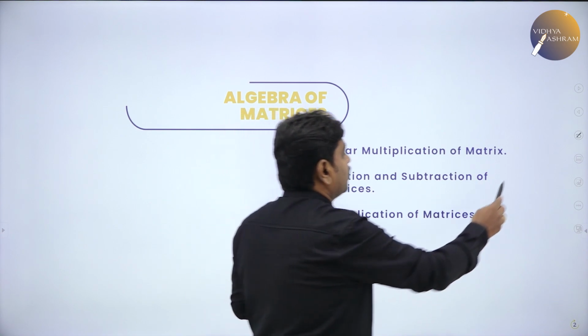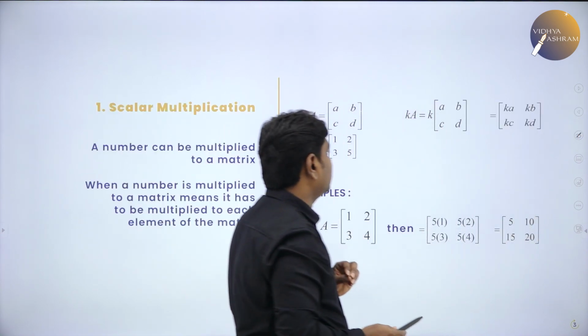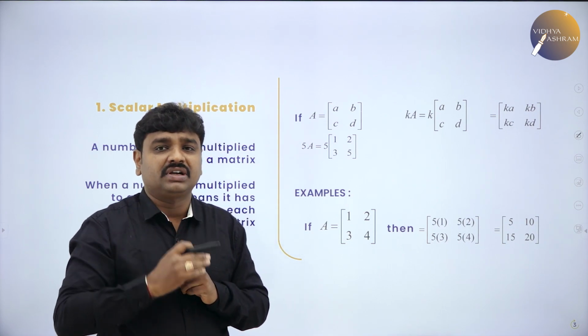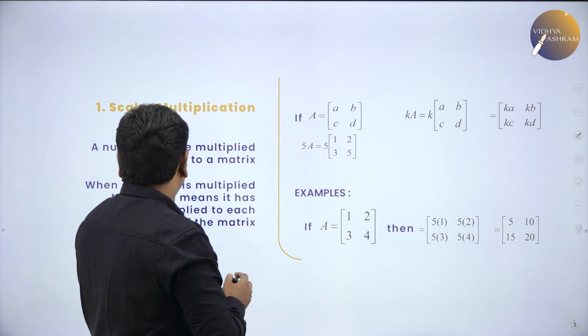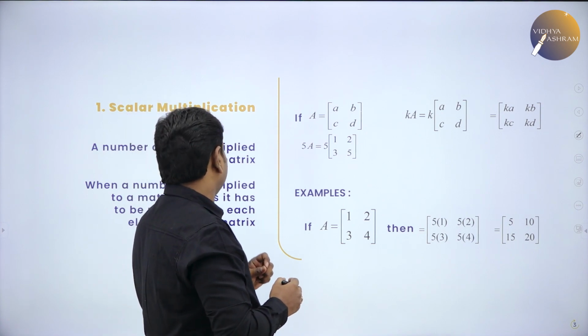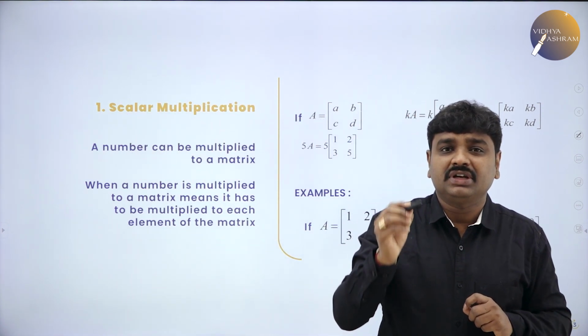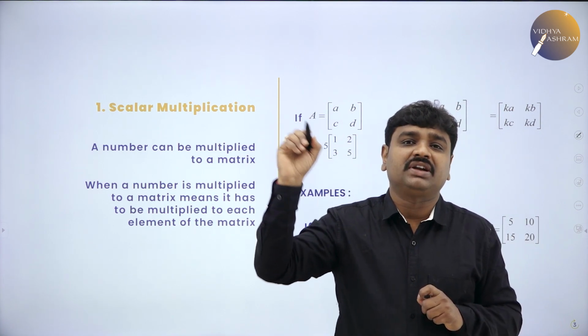What is meant by scalar multiplication of a matrix? It means multiplying a number to a matrix. How to multiply a number to a matrix? See, a number can be multiplied to a matrix. Multiplying a number to a matrix means you should multiply the number to each element of the matrix.